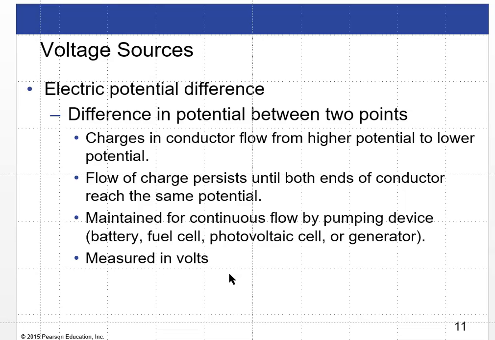And if you want to keep it flowing, you have to put some sort of device in there to maintain that potential, something like a battery, a fuel cell, a photovoltaic cell, or a generator. And voltage, of course, is measured in volts.